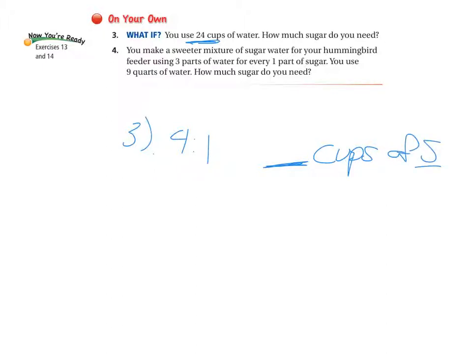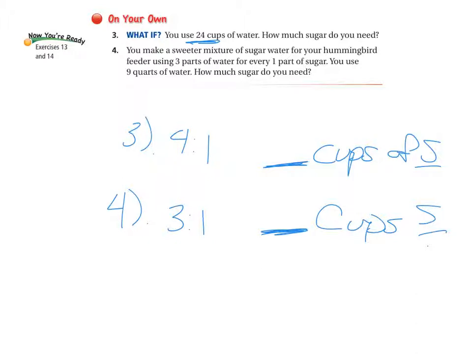Okay, number 4. It says you're making a sweeter mixture, so instead of having a 4 to 1 ratio, you're going to have a 3 to 1 ratio, and it says you want to use 9 quarts of water. So with 9 quarts of water, you're still going to have blank cups of sugar.